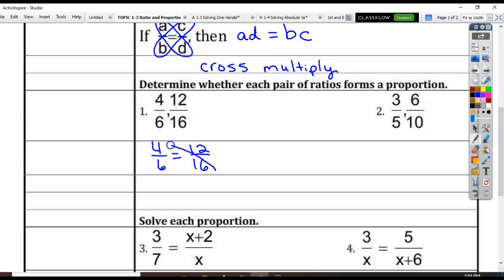Okay, then we're going to cross multiply. So 4 times 16 is equal to 6 times 12. Okay, 4 times 16 is 64. 6 times 12 is 72. They are not equal to each other, so these are not proportional.